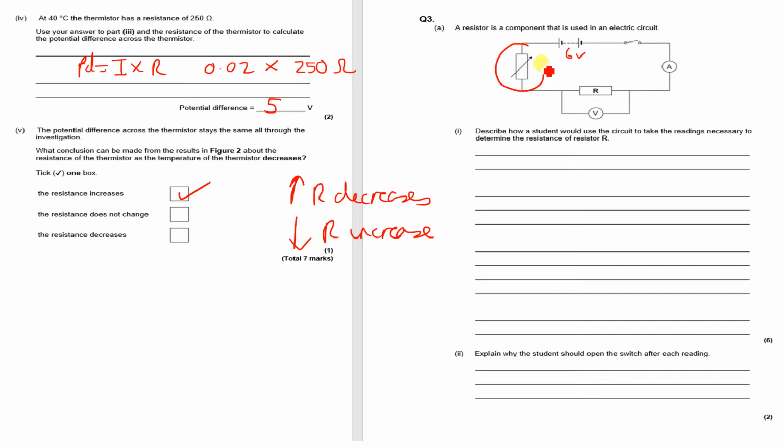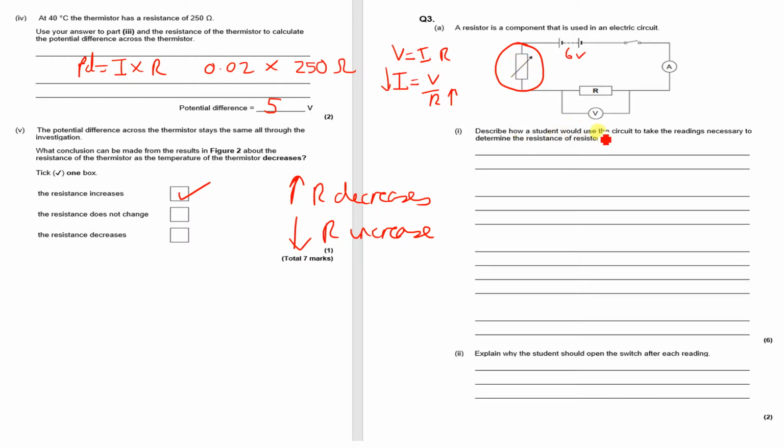Here we can vary the resistance, and if we vary the resistance, we can vary the current, because V is equal to IR, and therefore I is equal to V over R. So that means that resistance is inversely proportional to current. If we increase the current, we decrease the resistance. If we increase the resistance, we decrease the current. They are inversely proportional to each other.